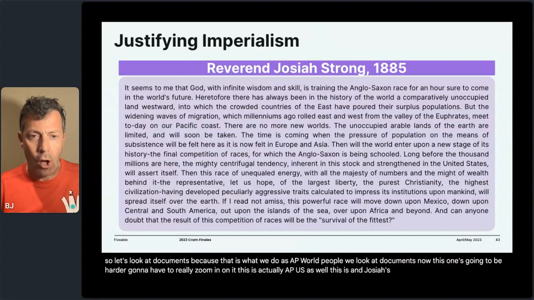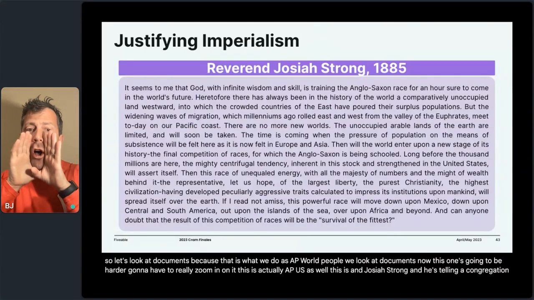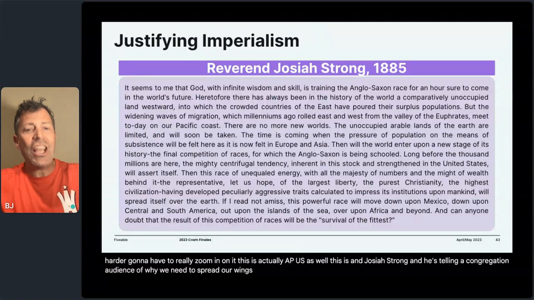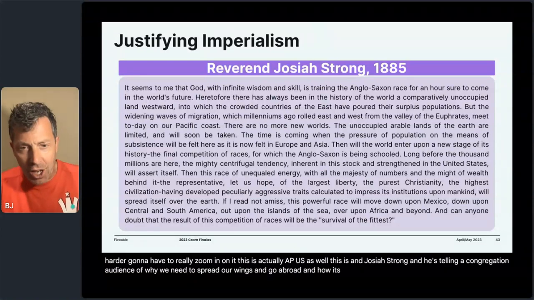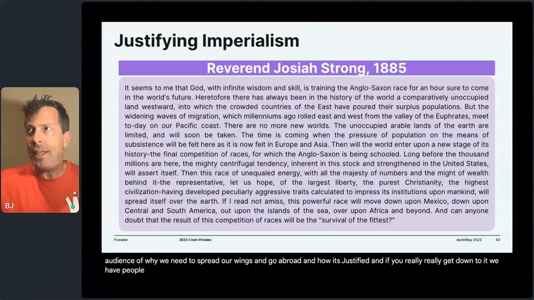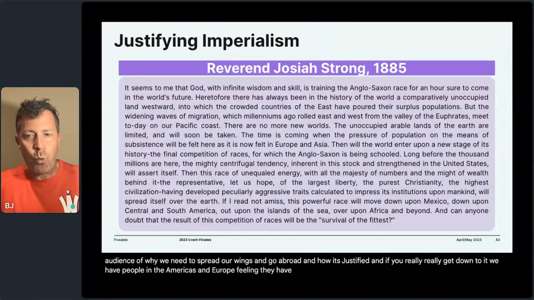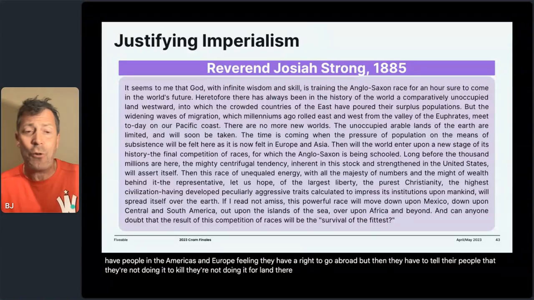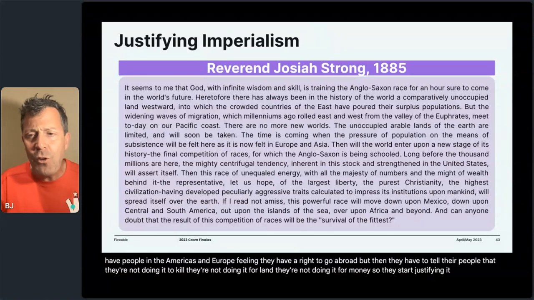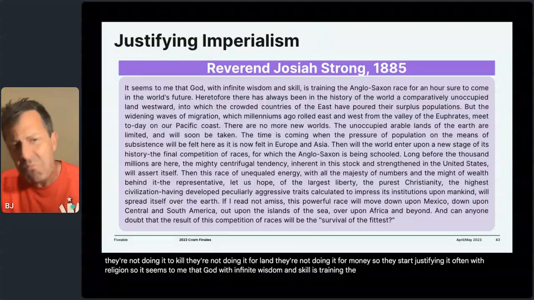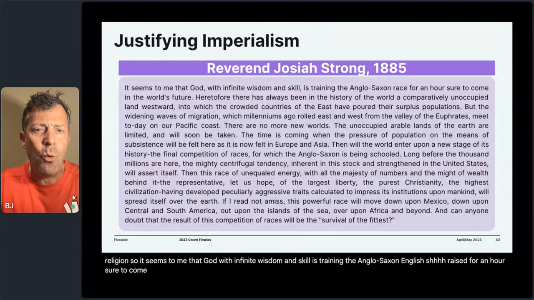This is Reverend Josiah Strong, and he's telling a congregation why we need to spread our wings and go abroad and how it's justified. If you really get down to it, we have people in the Americas and Europe feeling they have a right to go abroad, but then they have to tell their people that they're not doing it to kill. They're not doing it for land. They're not doing it for money. So they start justifying it, often with religion. "So it seems to me that God, with infinite wisdom and skill, is training the Anglo-Saxon English race for an hour sure to come in the world's future."